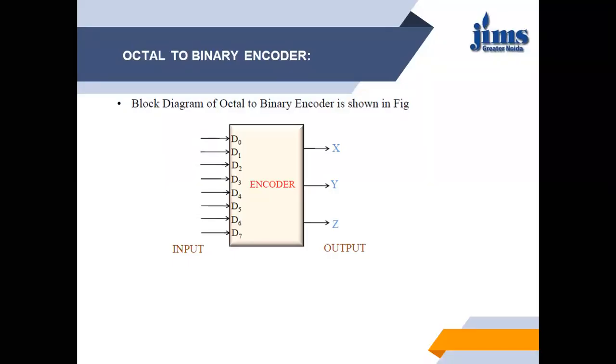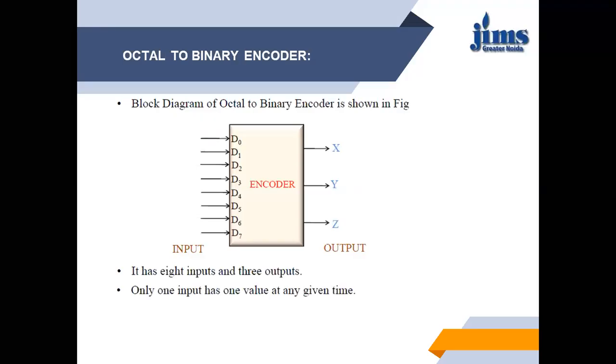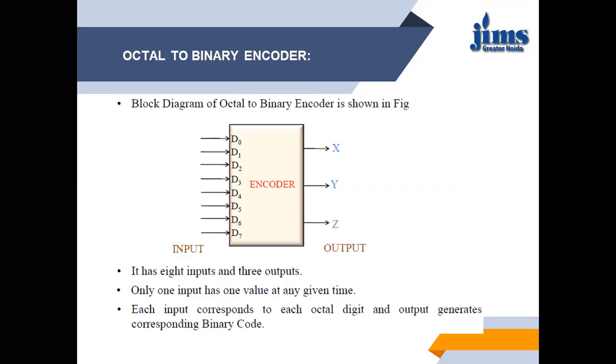When we were using a decoder, it was just the reverse. X, Y, Z were the inputs, and D0 to D7 were 8 outputs. So here the process is totally changed. It has 8 input and 3 output lines. Only one input has one value at any given time. Each input corresponds to each octal digit and output generates the corresponding binary code.